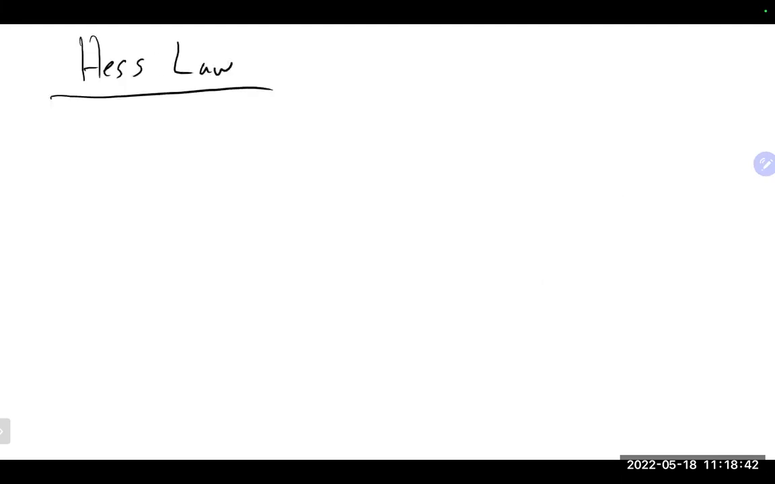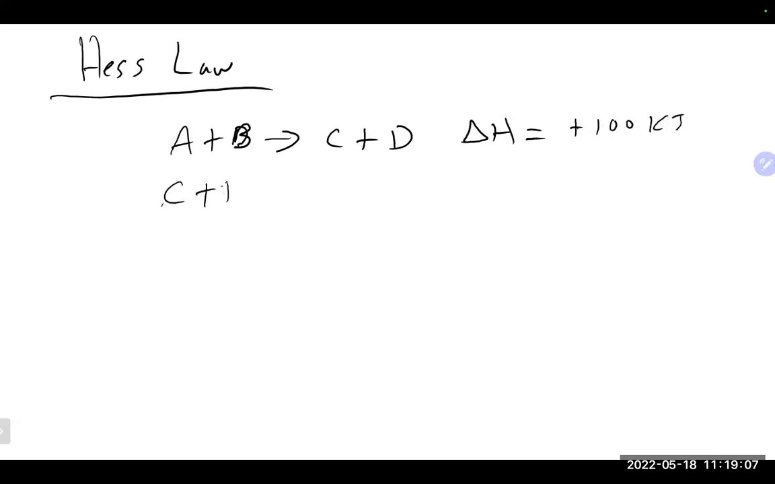And Hess's law is that idea of delta H being really a state function. Basically, Hess's law is when we have a bunch of reactions like A plus B goes to C plus D with a delta H of like plus 100. Then we have maybe C plus D goes to E plus F, delta H equals minus 50 kilojoules.